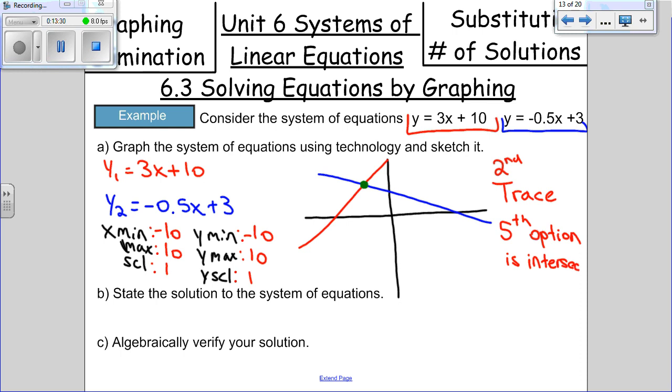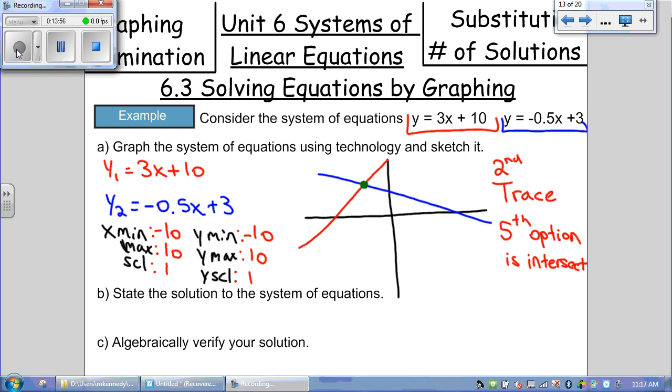It's going to bring you right to your graph. You should have a cursor somewhere on your graph. And your cursor's probably on this line, the red one. Probably. If it's on the blue line, that's fine. It doesn't matter as long as the cursor's somewhere on there. Is anybody stuck? Not with that spot. After you hit second trace to intersect, it should have brought you back here. Your cursor should be somewhere on your graph. And on the very bottom, it should be saying first curve.